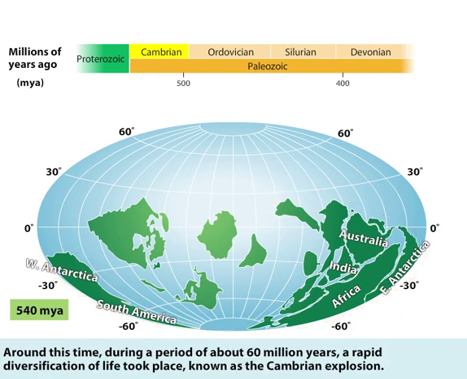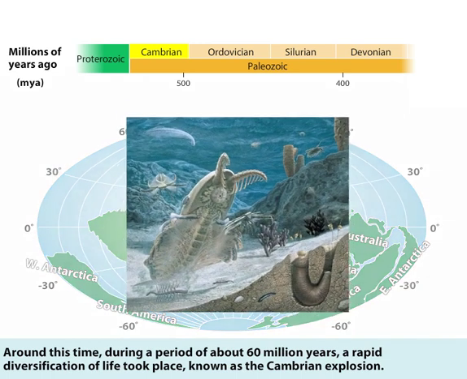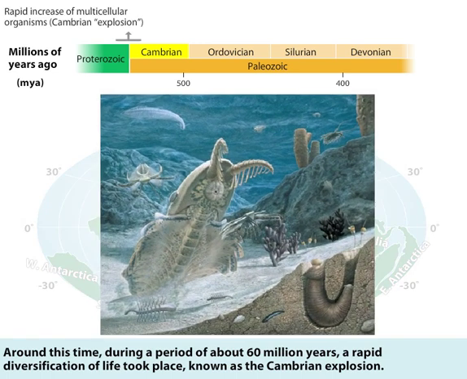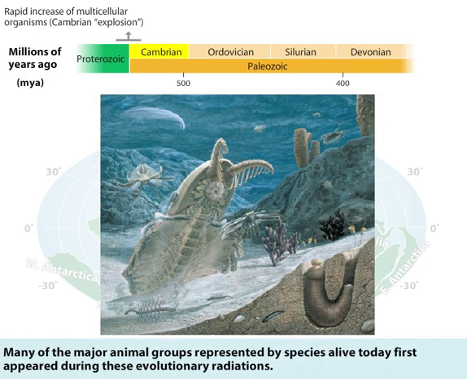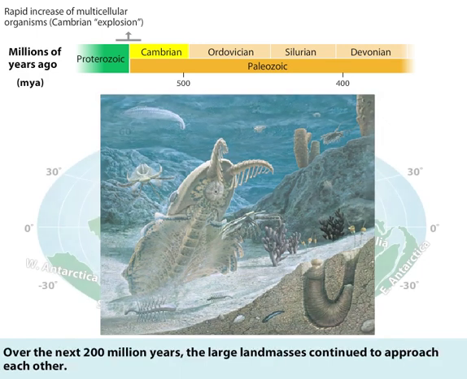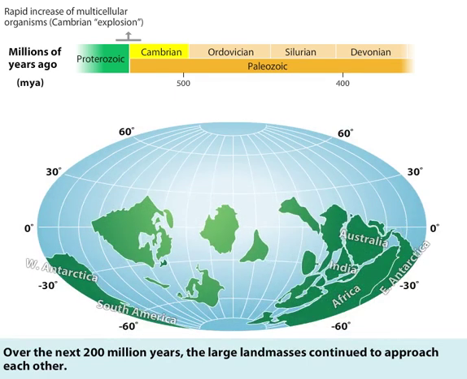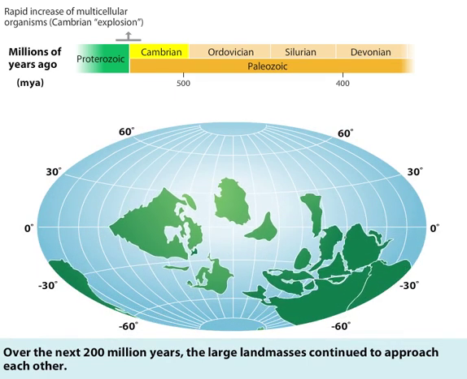Around this time, during a period of about 60 million years, a rapid diversification of life took place, known as the Cambrian explosion. Many of the major animal groups represented by species alive today first appeared during these evolutionary radiations. Over the next 200 million years, the large land masses continued to approach each other.